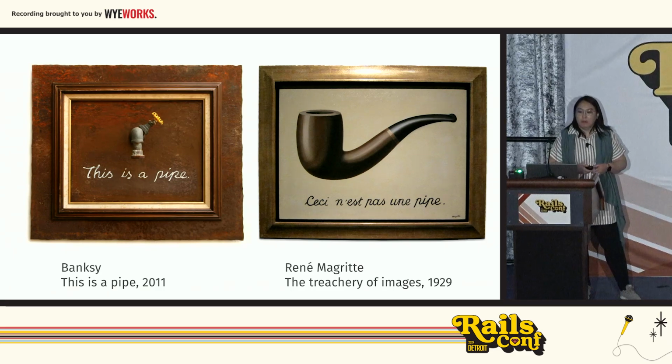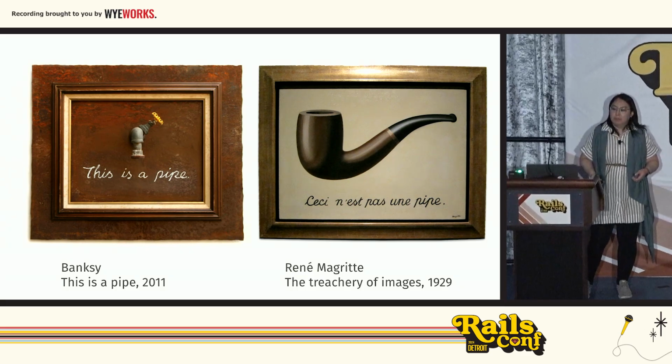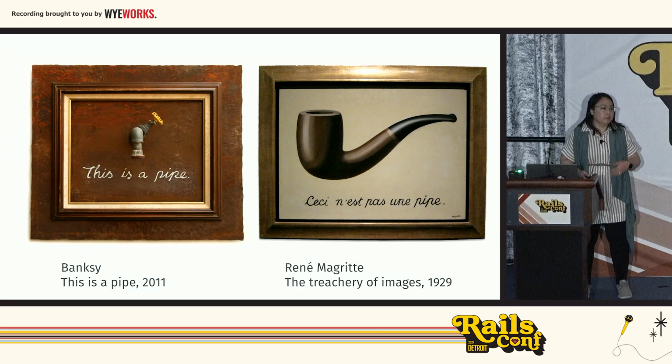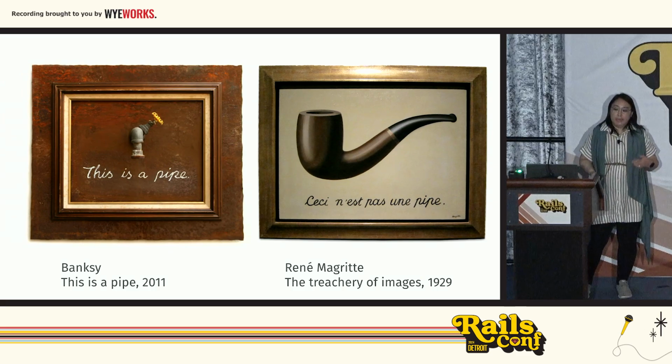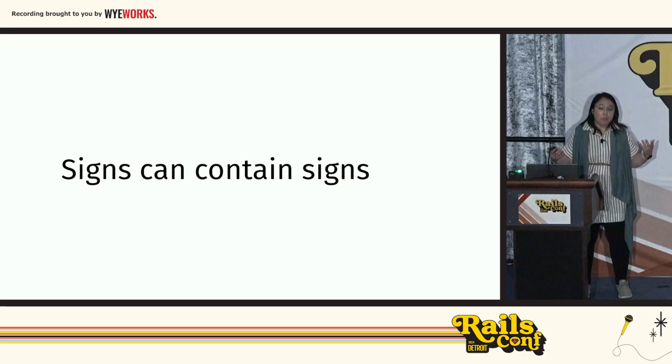Coming back to the artwork, let's take another look at these, right? Before, we were looking at the signs of the pipe within each frame and comparing them. But both of these pieces of art are also signs themselves, right? They're signifying the act of signification and drawing relations, right, to the rest of the art world as art pieces. And so signs are not one-dimensional.